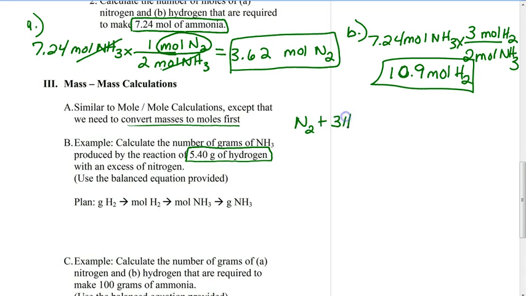N2 plus 3H2 yielding 2NH3. This is going to be our plan of attack. So now we're going to go from grams of hydrogen to moles of hydrogen first. That's the new part. So this here is new. Again, then we're just going to do our molar ratio, go from moles of hydrogen to moles of ammonia. And then again, the new part would be to go back to grams. And that's it. So now we're going to have a multi-step problem.